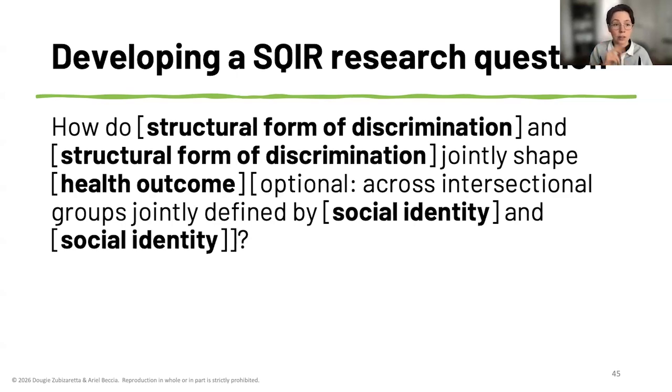And just mentioning here that we only are showing, for example, two structural forms of discrimination and two social identity groups. That being said, you could have as many as you have the capacity to in terms of your data and analytic approaches available to you. So that being said, feel free to just use this as a starting point.